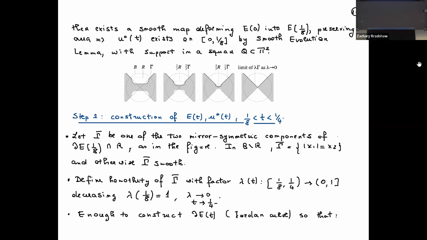Okay. So you should think that the torus is a little bigger, and my square Q is what zooms in on this neck here. Remember that the point is to construct pinch singularities, but you have to do it in a way that the flow is volume preserving, and you control the norms. Okay. So the construction of the sets and the velocity from 1/8 to 1/4 is really the crux of the construction here.